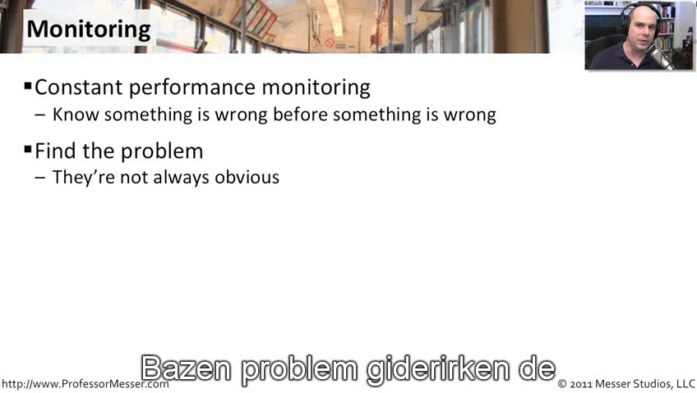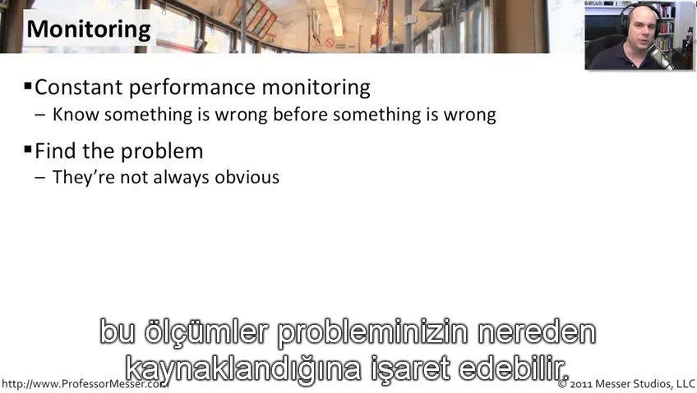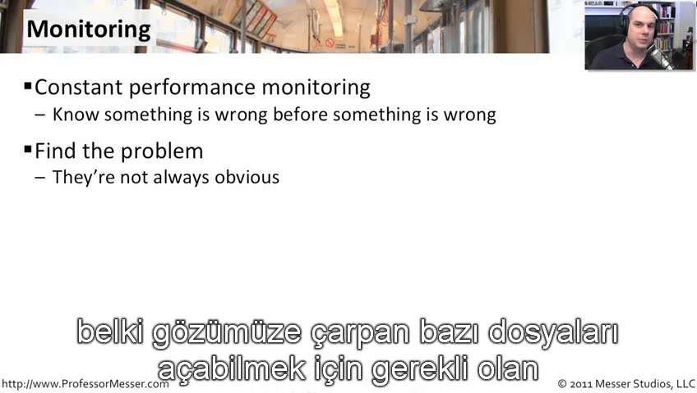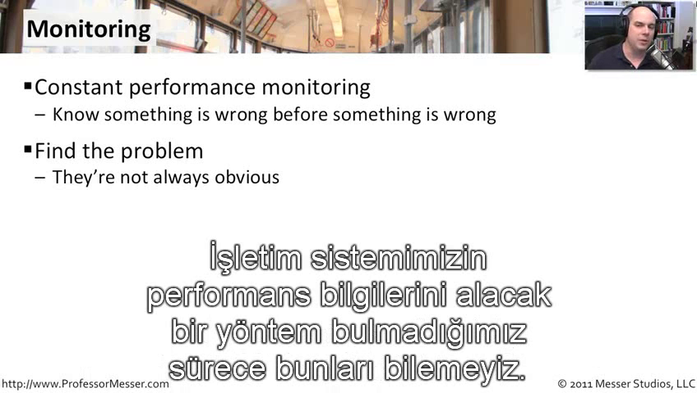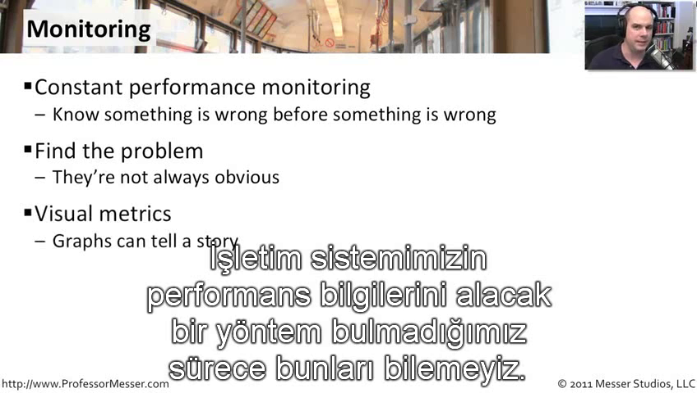Sometimes if you're troubleshooting, these metrics can also point to where your problem might be occurring. If an application keeps crashing, maybe that's because we notice there's not enough disk space to be able to load some files up into cache. Maybe we are running out of memory for the application. We wouldn't know that unless we had a way to get performance information from our operating system.